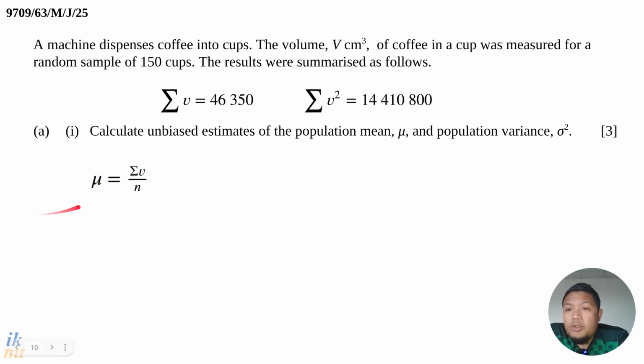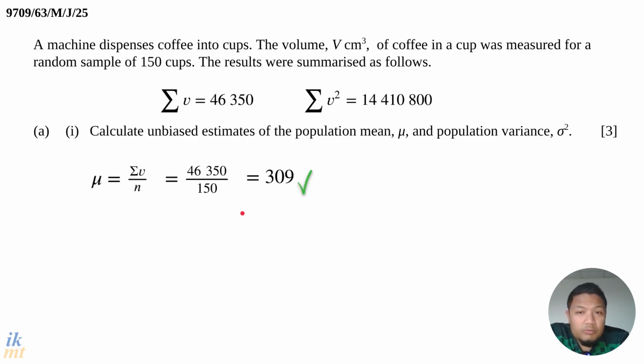So for the mean, the unbiased estimate of a mean is simply the sum of the data divided by how many data there are. So the sum of V divided by n, in this case n is 150. We just plug in those values, press our calculator, and we get 309. This is a very nice number, 309, no decimals, we're done. That's 1 mark, too simple to be given any working marks.